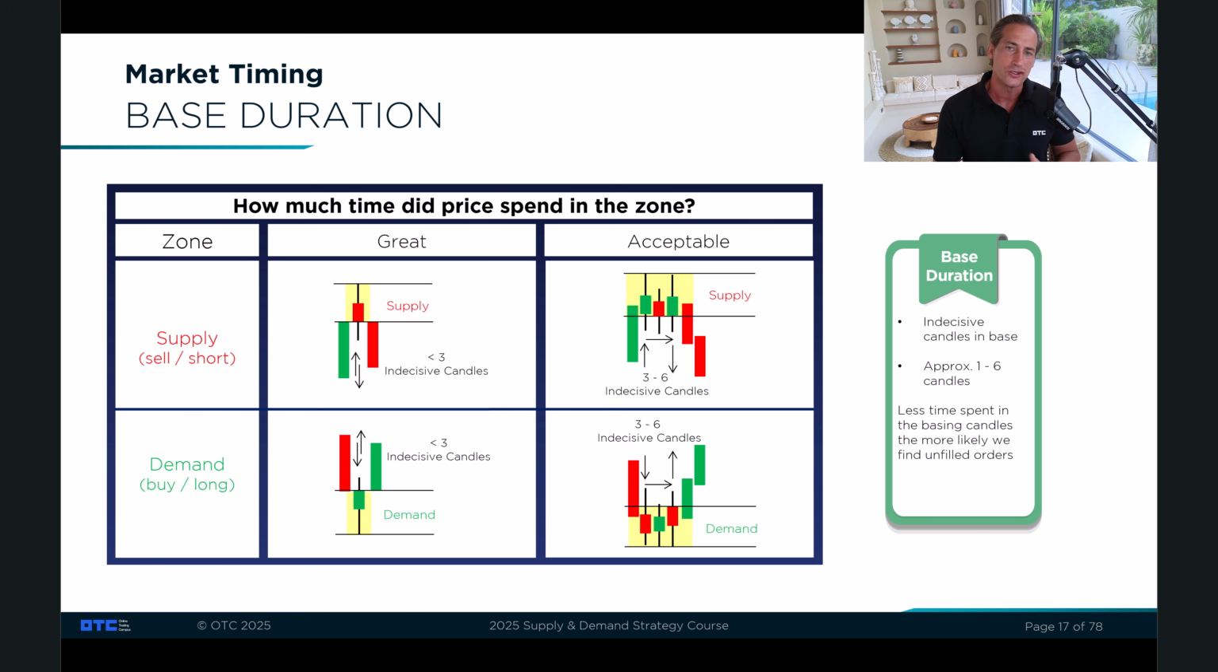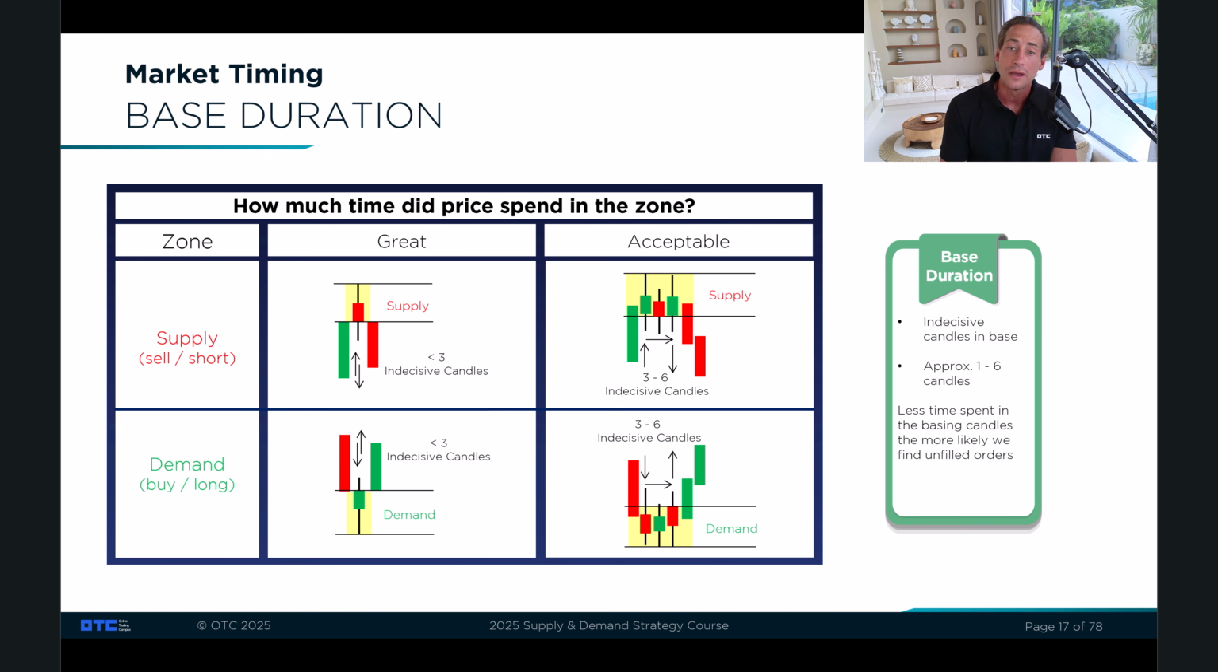Now let's differentiate briefly between beginner rules and real-world application. In the real world, you cannot say, well, 2 basing candles is better than 3, or 3 is better than 4, or 3 is better than 6. It always depends on the overall context. For instance, location, the location of your lower time frame zone.